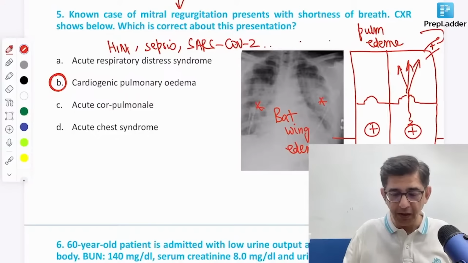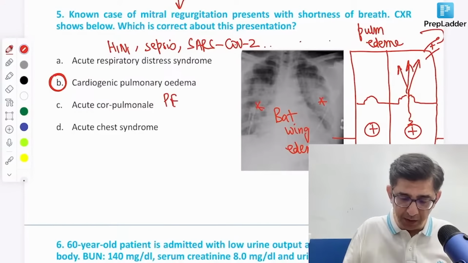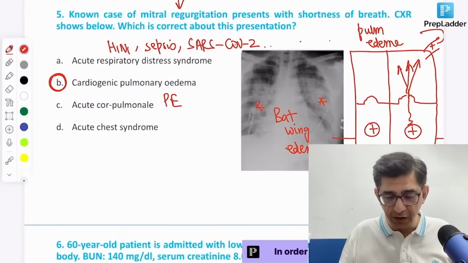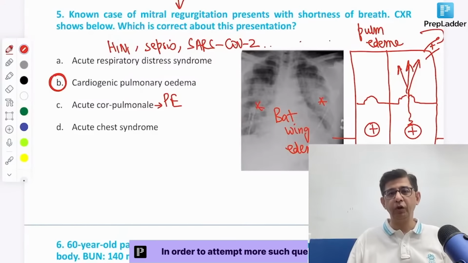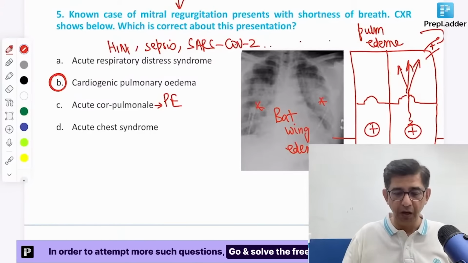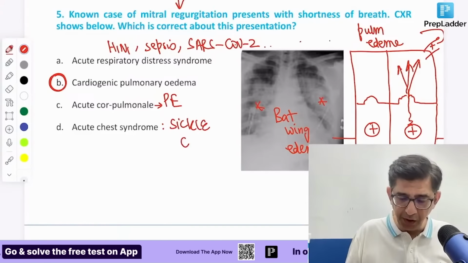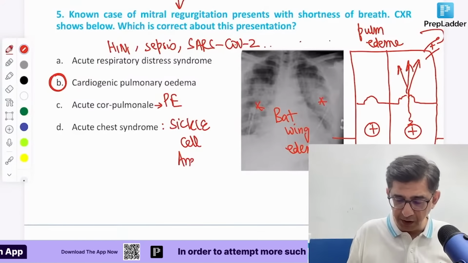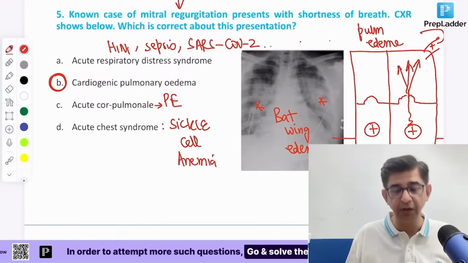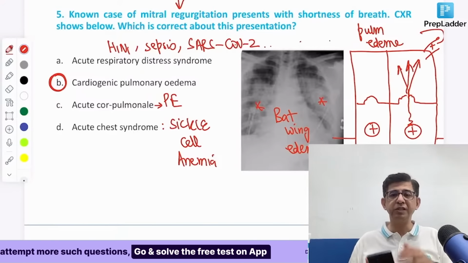Acute cor-pulmonale is the other word for pulmonary embolism, where the clot will obstruct the pulmonary artery, and acute chest syndrome is a feature of sickle cell anemia. So what I'm trying to do here is to give you information for not one but all the four options in this question. Acute chest syndrome is a feature of sickling crisis.